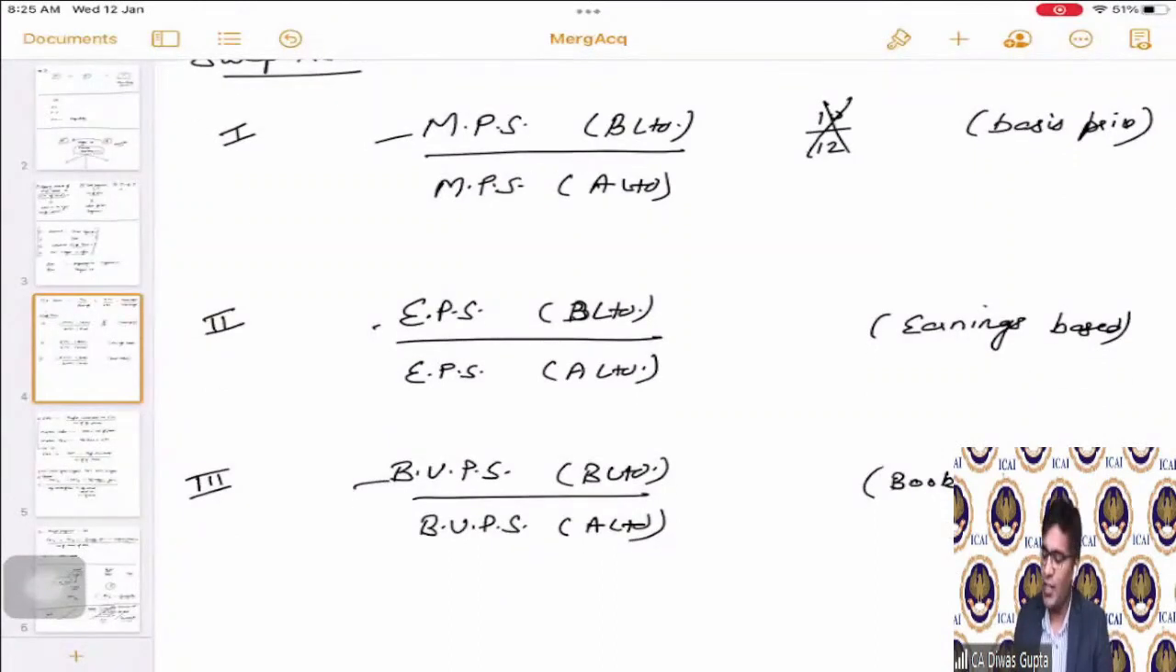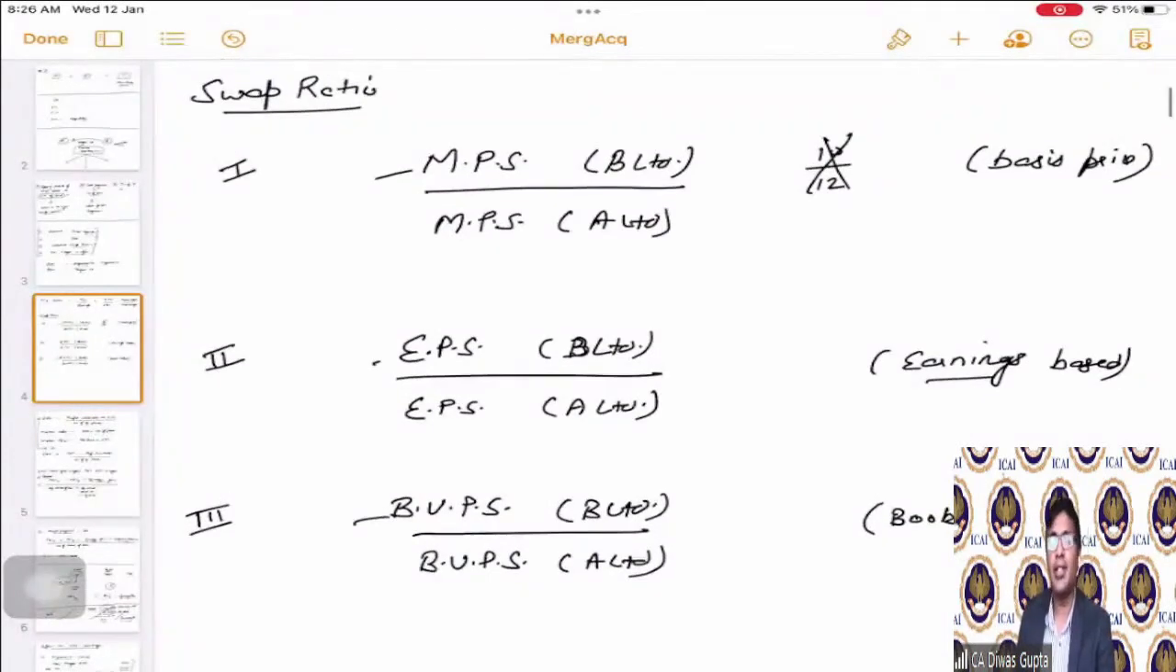See, in the last question, why we used the earnings-based method for the shareholders of the target company? Because their EPS was higher. Had their MPS also been higher, they would have preferred MPS, because that will increase the swap ratio. I hope all of you are getting my point. Similarly, if the BVPS of B Limited is higher, they would have preferred the BVPS-basis swap ratio. Correct? So this is the simple way of calculating the swap ratio. Most of the time, the question will give us an indication of how to calculate the swap ratio. If no indication is given, then we will do it basis the MPS or EPS, depending on the data available.